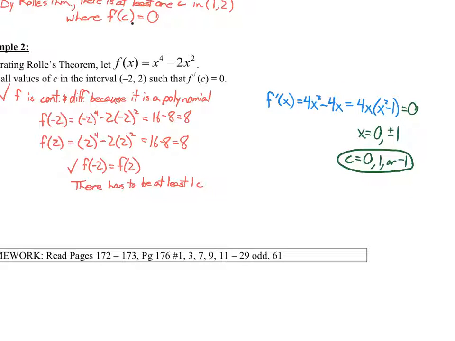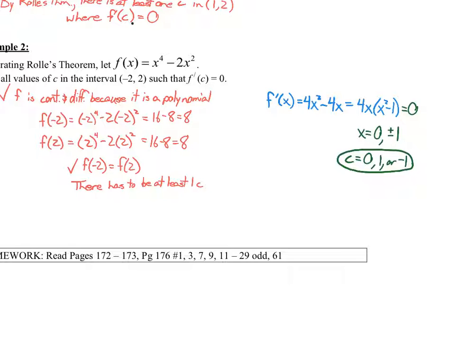Do be careful that you don't call something a C if it's not in the interval. If we had had 0 and plus or minus 4, then 0 would have been our only C in this instance. Why didn't we call it C? That's just what whoever made this up decided to call it. Critical number. Okay? Maybe critical value or something.